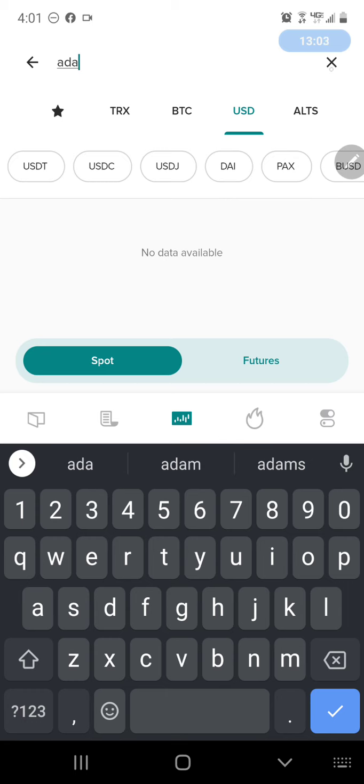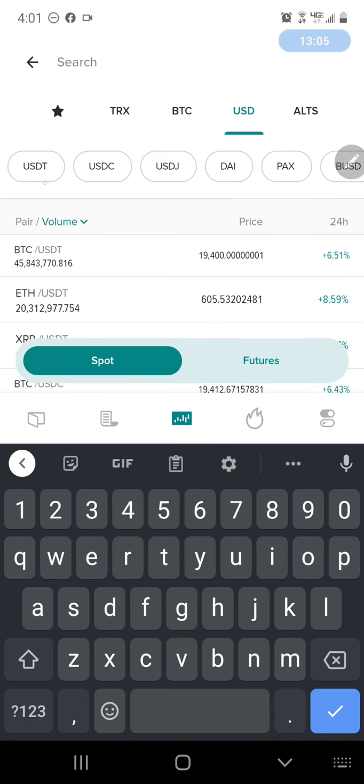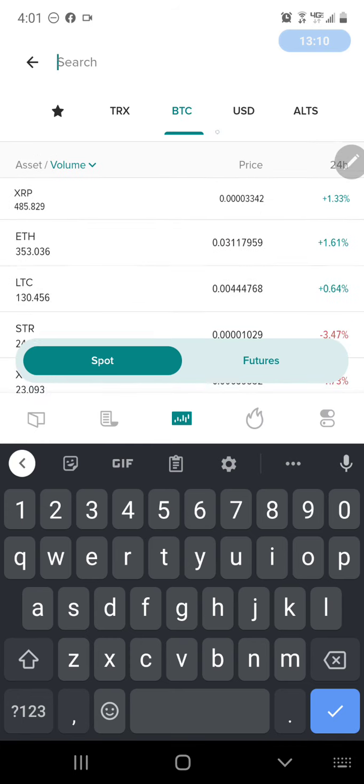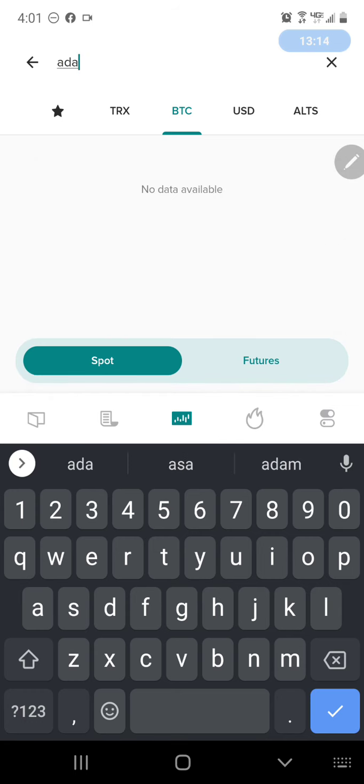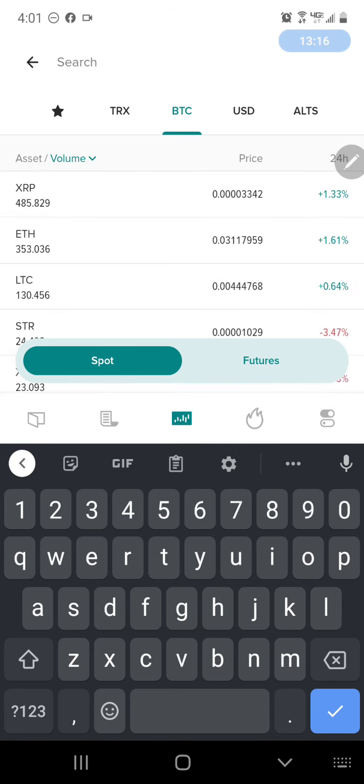No, it's not available. It's not available as a pair with USDT. Let me see. That means I probably have to buy Bitcoin first and then... No. I guess we just don't like Cardano up in here. I don't know.